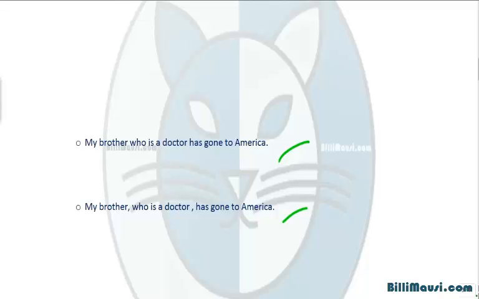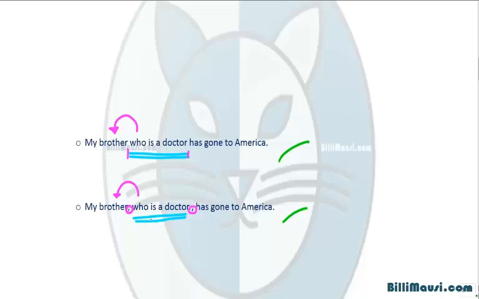First of all, let's trace the dependent clause. In the first case, it is who is a doctor. In the second, it is who is a doctor again. In the first case, it does not have a comma. In the second case, it does have a comma. In the first case, when it does not have a comma, it is identifying brother. In the second case, it is also referring to brother, but it is not identifying with brother. It is merely giving additional information about brother.